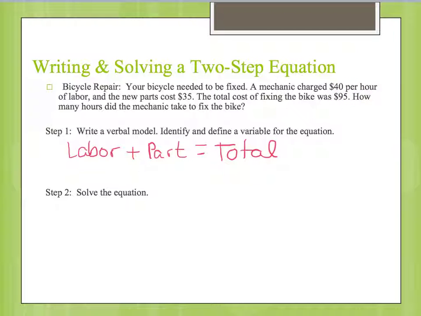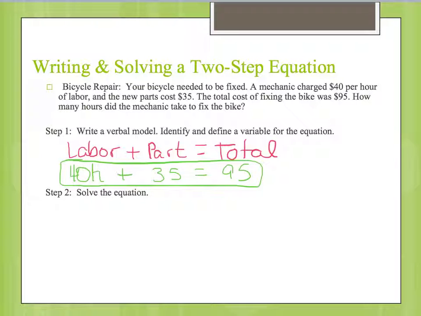So when we look at that word per, we know that that is a multiplication type of word. So I'm going to have to pay $40 for every hour that the mechanic works. So that's going to be represented by 40 times the number of hours that the mechanic works. Then I'm going to add in the parts, and when I look at that, it costs $35 for the parts. And I know then that that's going to equal the total bill, which I was given as $95. So here's my two-step equation. 40 times the amount of hours worked plus 35 would have to equal my total bill of $95.